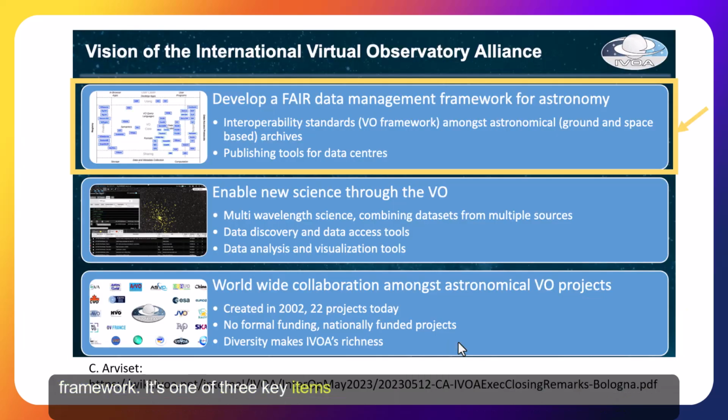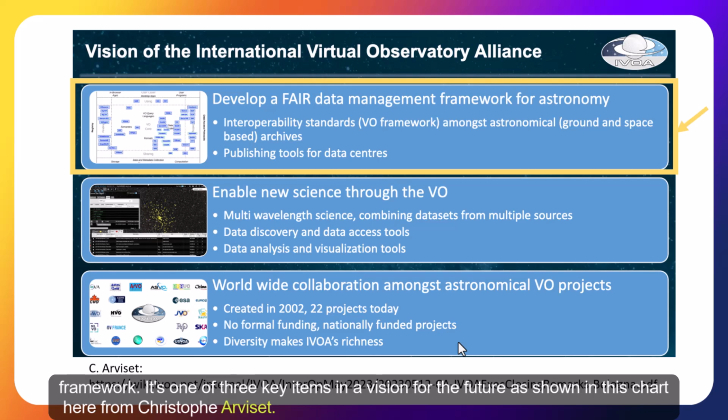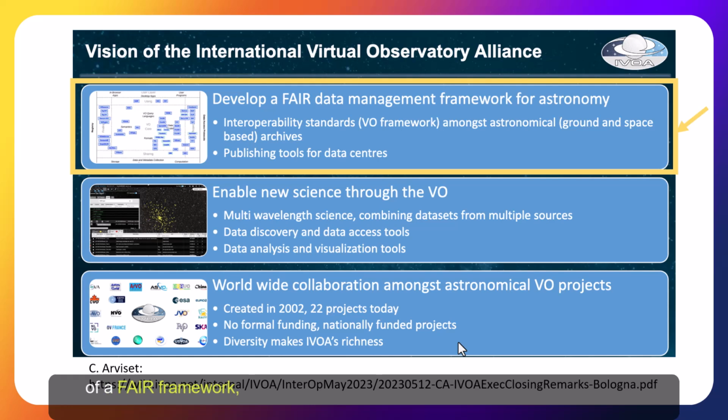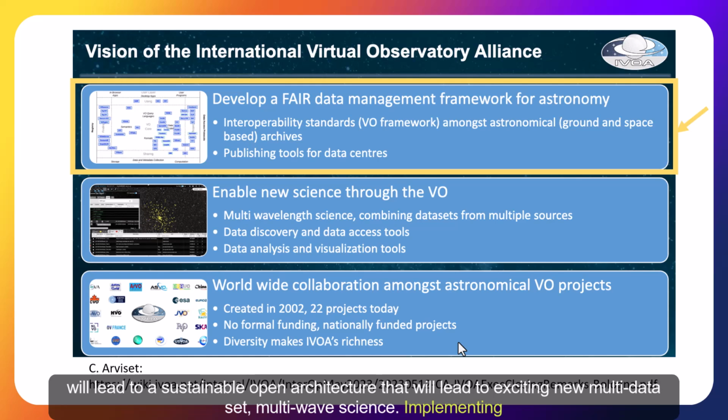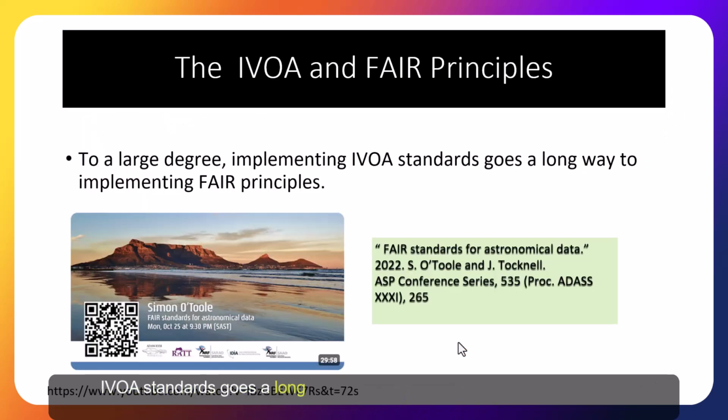It's one of 3 key items in a vision for the future, as shown in this chart here from Christoph Arveset. Now, the 3 items are all related. The development of a FAIR framework, developed as part of a worldwide collaboration among archives and data centers, will lead to a sustainable open architecture that will lead to exciting new multi-data set, multi-wavelength science. Implementing IVOA standards goes a long way towards implementing FAIR standards.